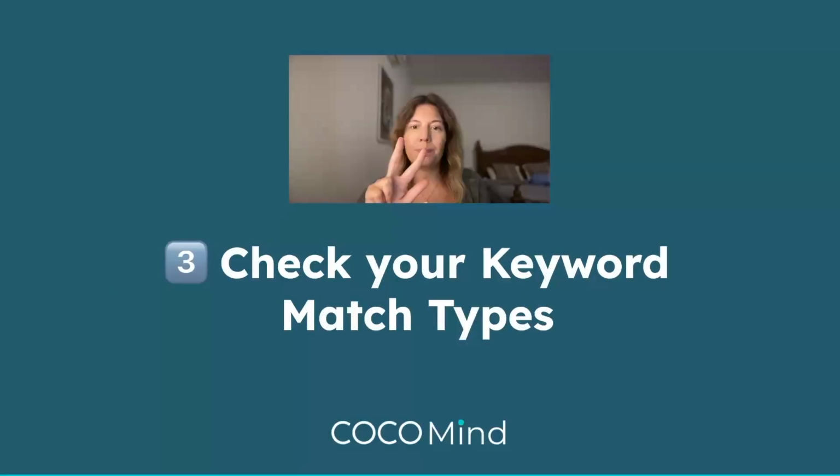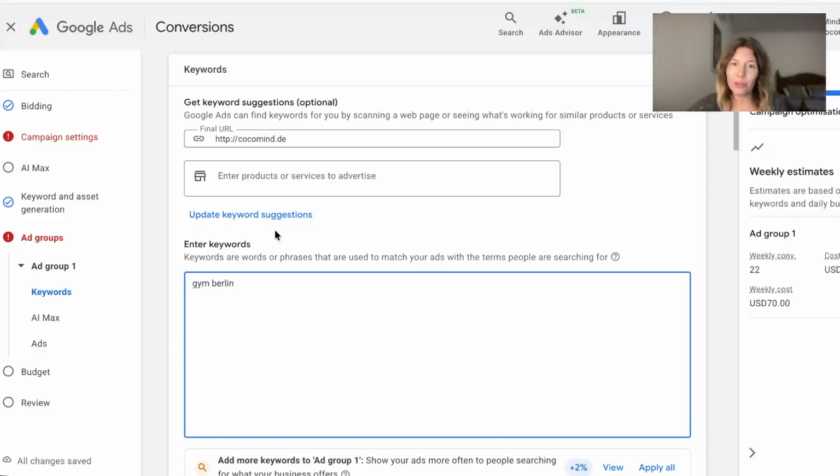Number 3, check your keyword match types. Are you using only broad match keyword types without knowing it? A lot of beginners add keywords without symbols, so they would type in just Gym Berlin. Everything in broad match leads to a lot of unrelated traffic and wasted ad spend. For example, if you have entered a keyword like that, Gym Berlin, your ad can maybe show up for someone searching for a yoga mat.